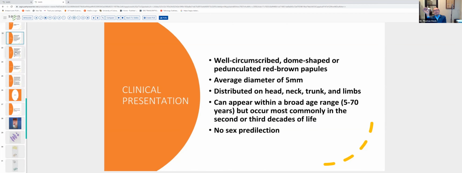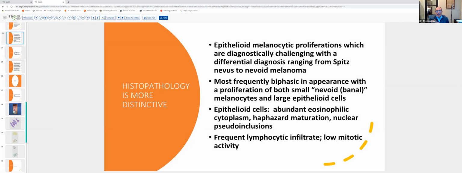Most BAP1 inactivated melanocytic tumors are clinically fairly nondescript. They're usually reddish-brown papules, average diameter of about 5 millimeters. They can occur anywhere. They can occur in a broad age range, most commonly in the second or third decades of life. No sex predilection. And yet, despite the fact that they clinically are fairly nondescript, the histopathology is much more distinctive.